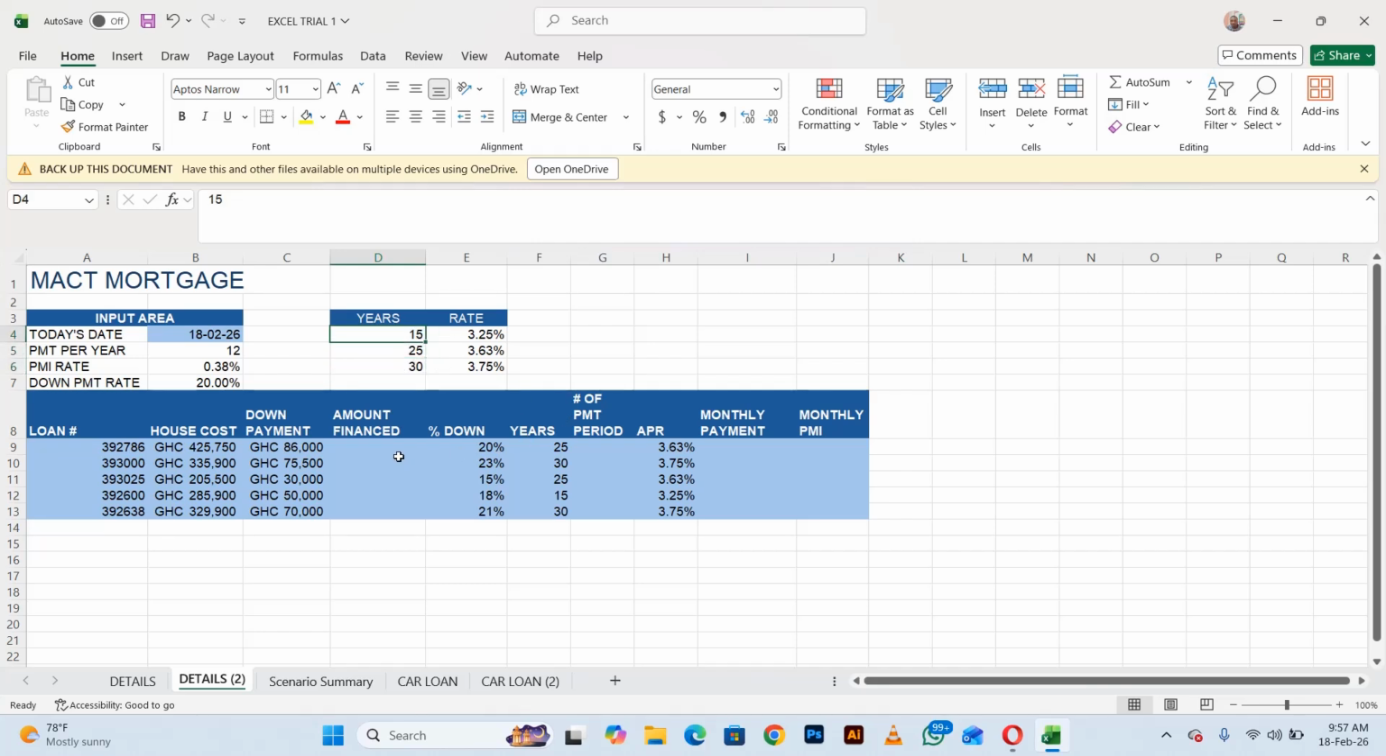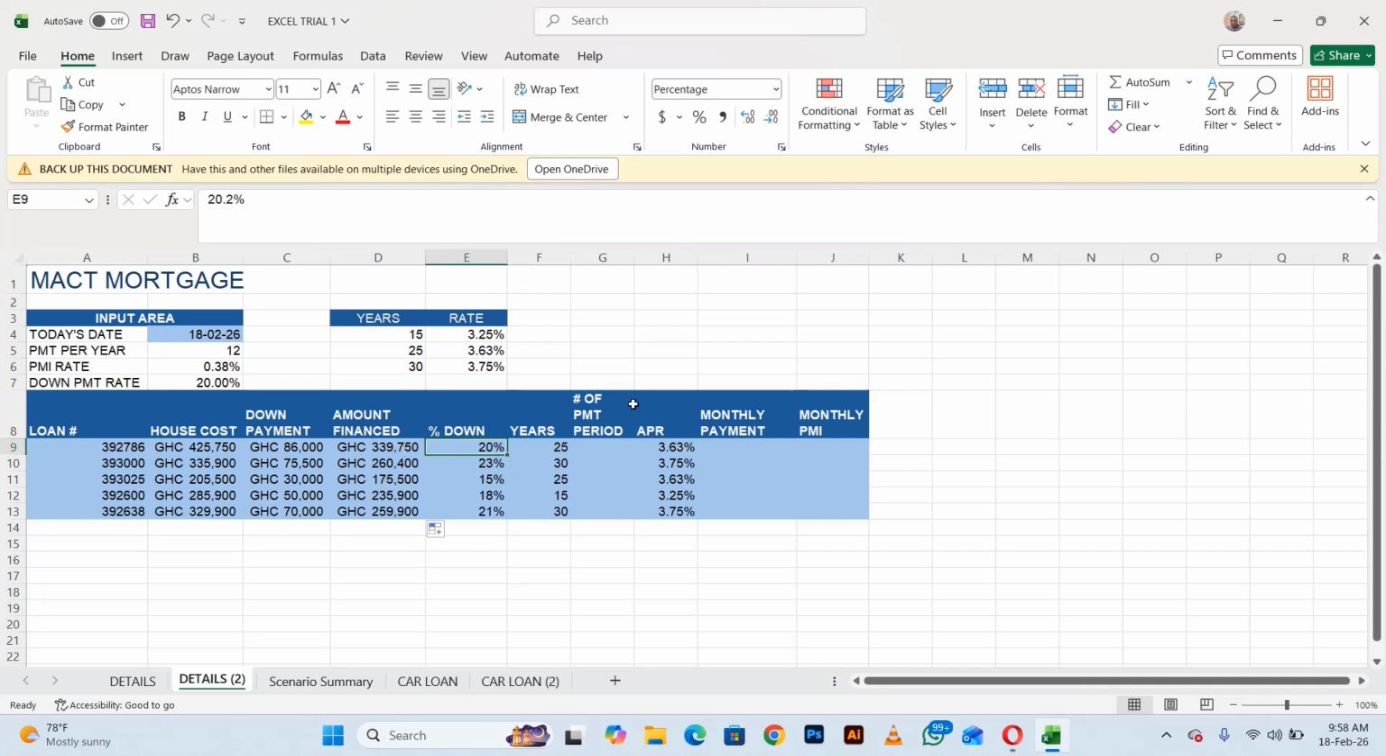You will first start with the amount financed. Normally we know the formula: the amount financed is the house cost, or the actual cost of the loan, minus the down payment. So this is the amount financed. We know how to change the Ghana cedi sign already, so if not, you need to go back and check it out. The down payment percentage has been given, but in an instance where it's not given, you can calculate it: the down payment over the house cost gives you the down payment percentage.